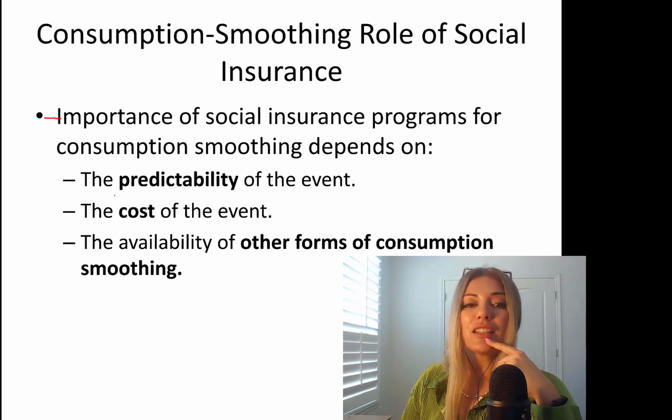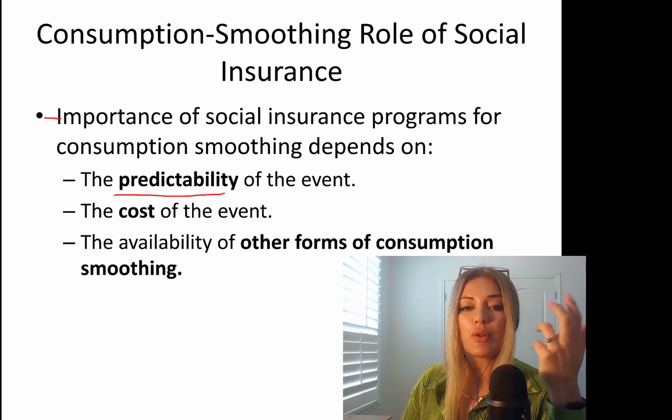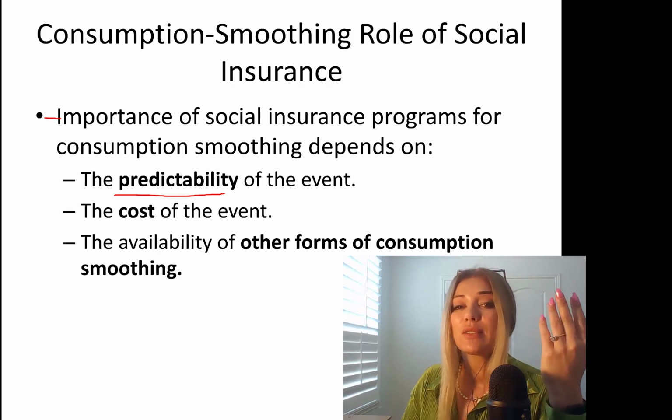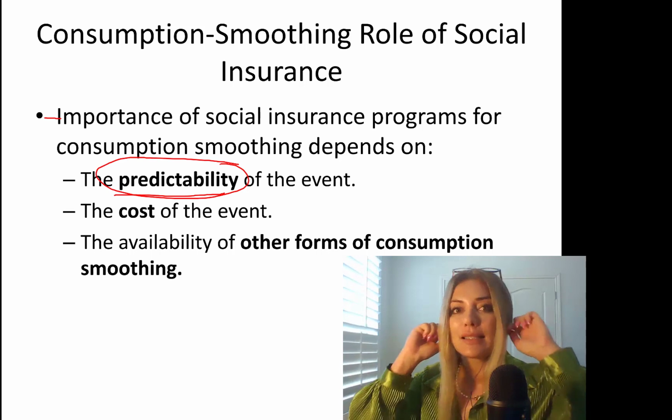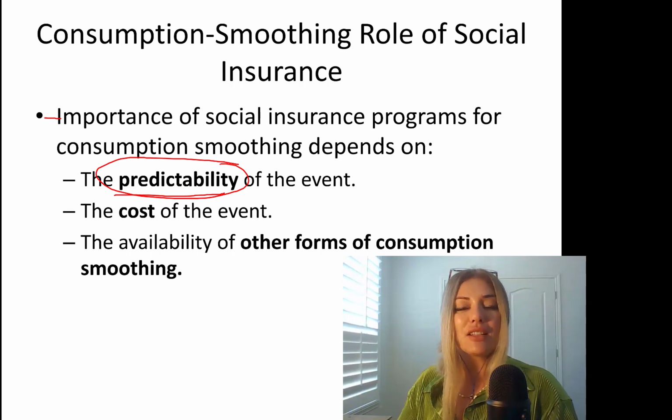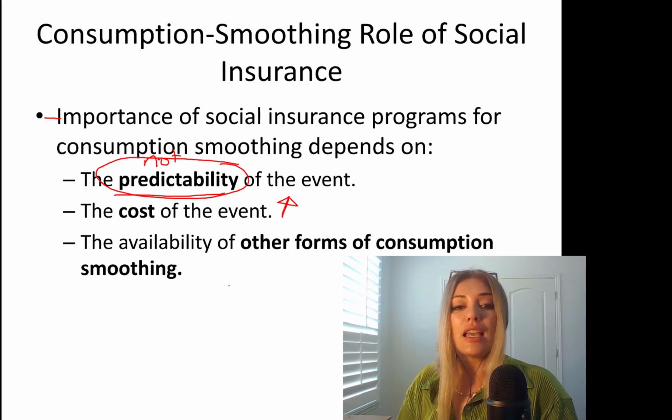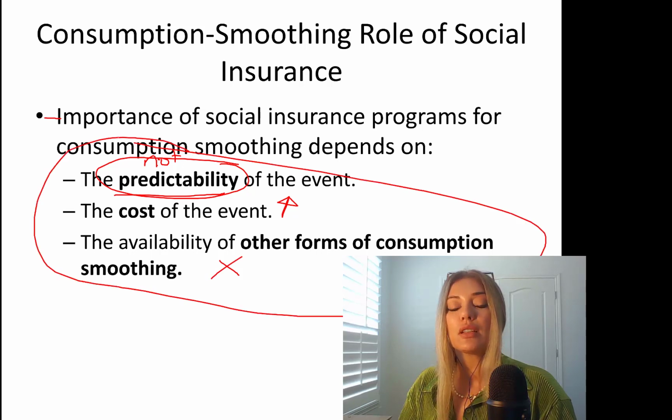Government should be interfering in the social insurance programs and stepping up with strong social insurance programs, one, if the event is not predictable, for instance, me getting into an accident and having some disabilities is not predictable. Event needs to be not predictable. Cost of the event should be high. And other forms of consumption smoothing should not be available. In this case, government's role in social insurance becomes really, really important.